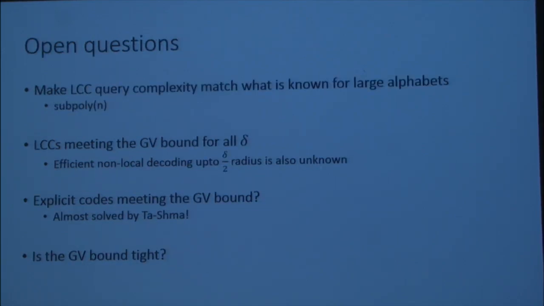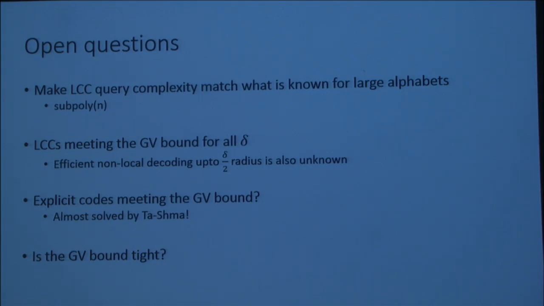Let me just finish with some of the most interesting open questions. One is we have LCCs now with sub-polynomial query complexity. That's the KMRS result. But to get LCCs on the GV bound, we lose in the query complexity. We can only do n to the epsilon query complexity. So can you get improved query complexity for LCCs on the GV bound? Can you also do this for the GV bound for all delta? Right now, we need the delta to be really close to half to make the scheme work. So can you get LCCs on the GV bound for delta not being close to half?